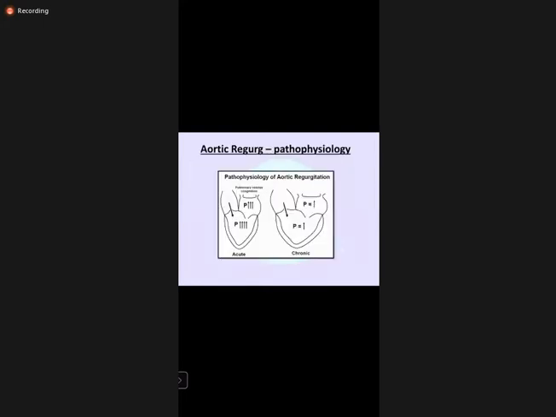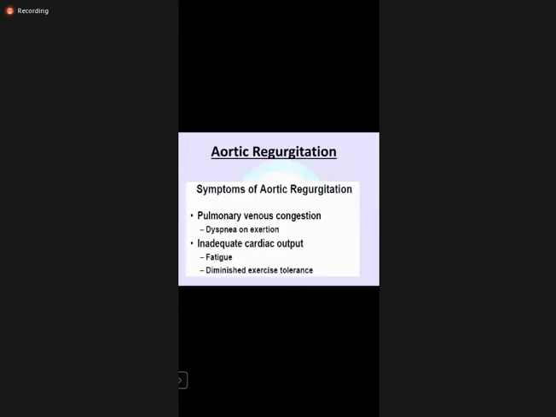Aortic regurgitation pathophysiology includes, initially in the acute phase, a pulmonary venous congestion, but later in the chronic phase, there will be a decompensated type of heart failure. The symptoms of aortic regurgitation include dyspnea on exertion due to pulmonary venous congestion, and inadequate cardiac output, which leads to fatigability and diminished exercise tolerance.